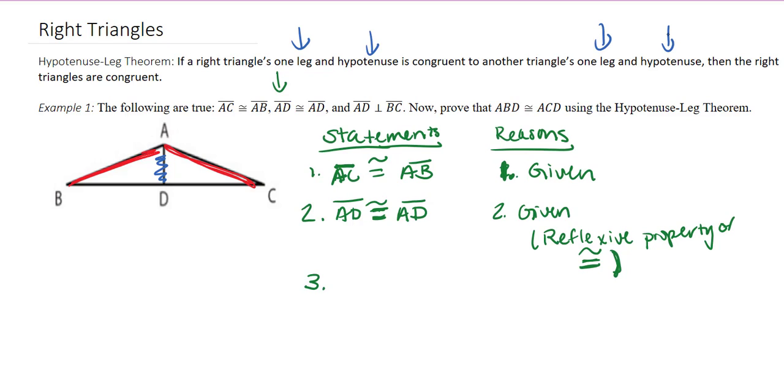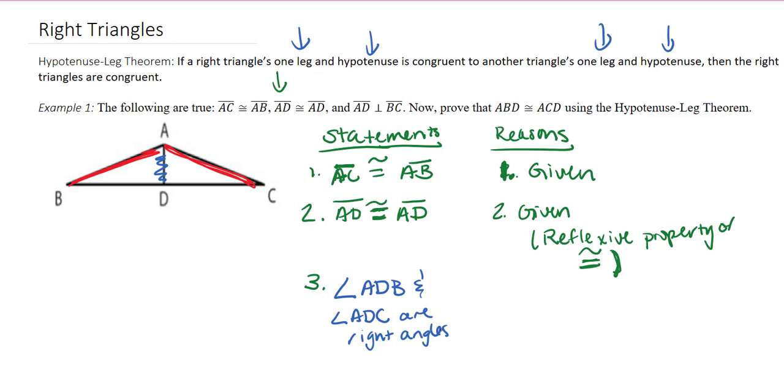So we did that. The only thing we don't actually know is whether this is a right triangle. We're just assuming it's a right triangle, but maybe it's not. So the other missing piece of information is we need to know that angle ADB and angle ADC are right angles.